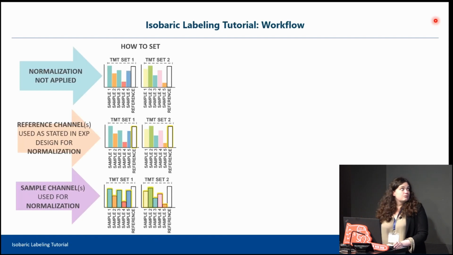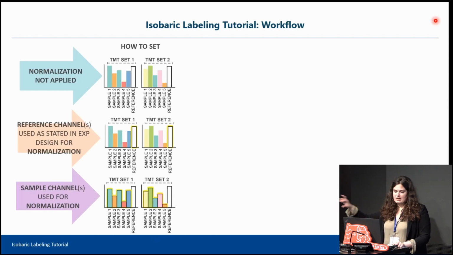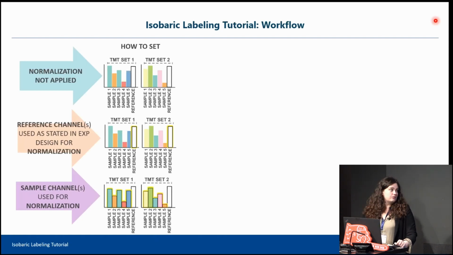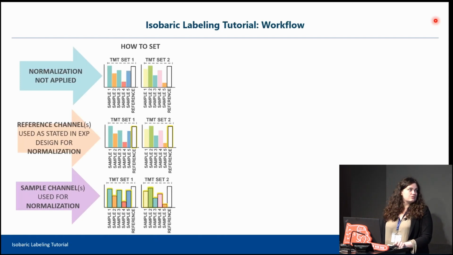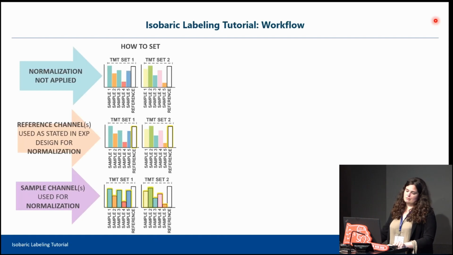The second option, the one that I colored in orange, is the one with the reference channel or reference channels, because like in this case, there could be more than one. And MaxQuant will take this reference channel, and then do the ratio across the other samples to normalize them. The other one is the one that I started to explain before. So instead of telling MaxQuant that we will take the reference channel as stated in the experimental design, we do the opposite. So we take the others.